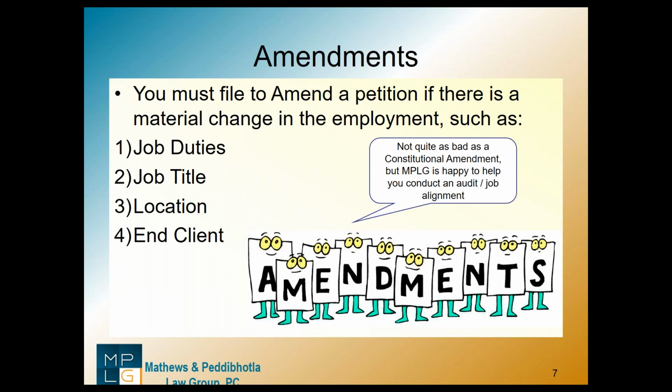Now, what about if the person is working in Newark, California, and is moving to San Jose, California? Well, there an amendment would have to be filed because even though to us it's fairly close, that is a different metropolitan statistical area. So an amendment would need to be filed. If someone is working as a software developer and is then being promoted to a director of engineering, for example, an amendment needs to be filed.